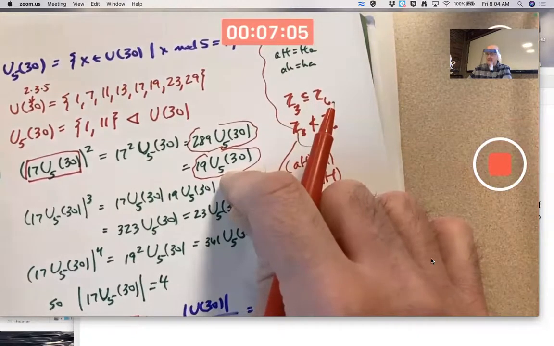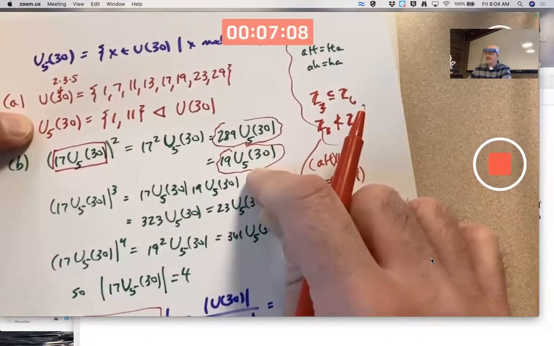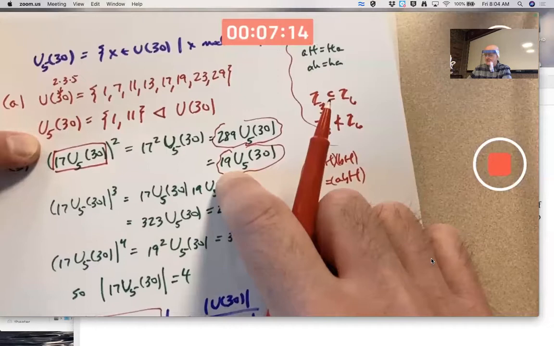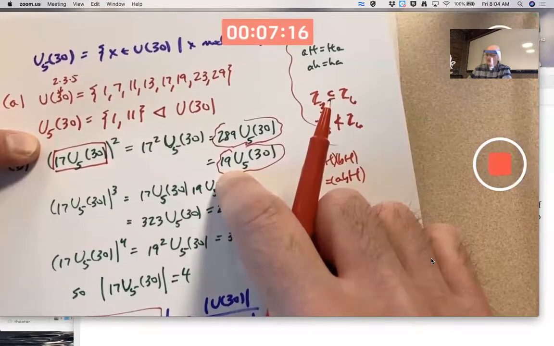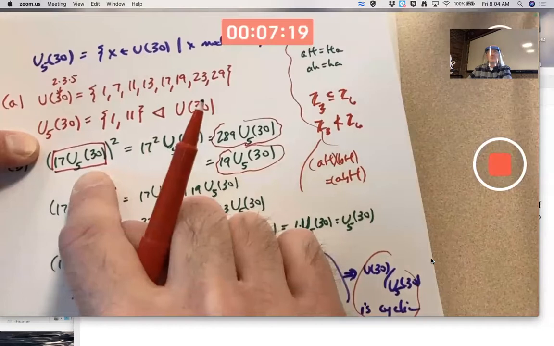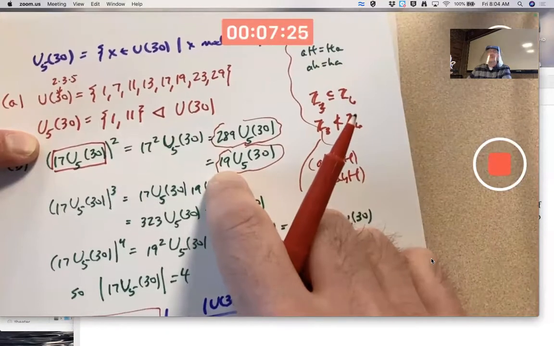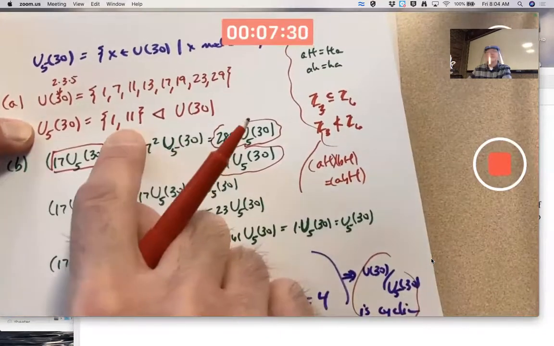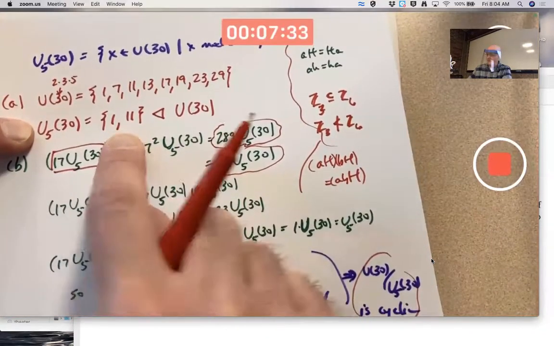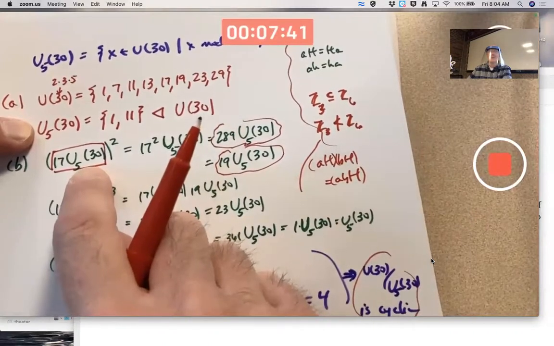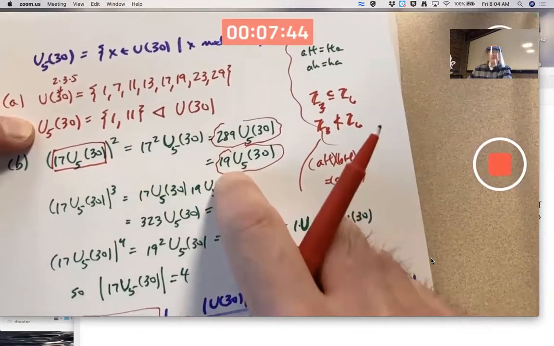And 19 is not in the subgroup. So this is not the identity. If I had gotten 11 there instead of a 19, I would have been done, and the order of this would have been 2. Say that again. If I had gotten a 1 or an 11 here instead of a 19, 1 and 11 are in the subgroup. Therefore, this would have been the identity coset of the factor group, and I would have said the order of this is 2. But it's not 1 or 11, it's a 19, so I need to keep going.